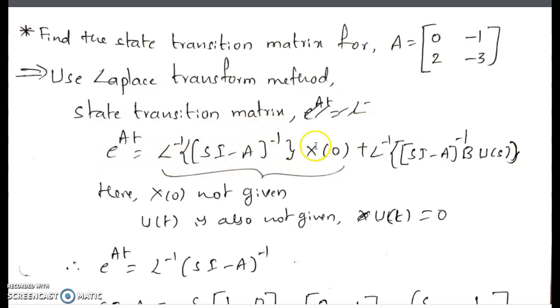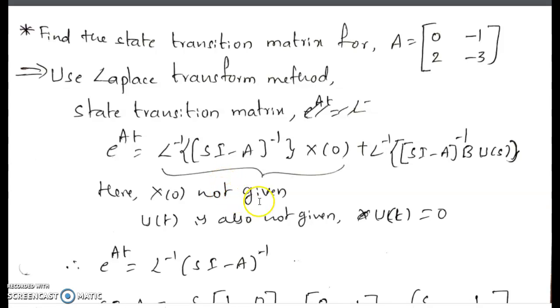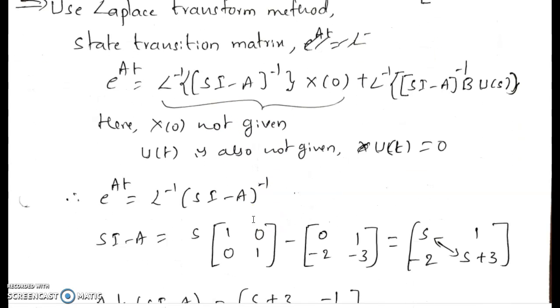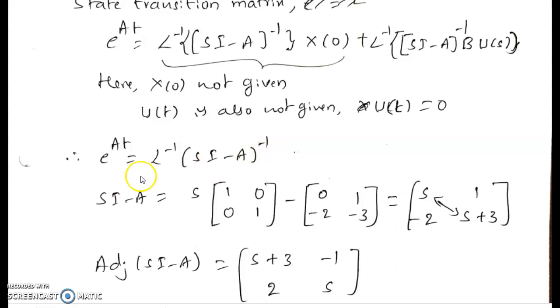In that ZIR term x of 0 is not given, so we have to do Laplace inverse of (sI minus A) inverse. So what is the first step? u of t is also not given, so don't consider the ZSR term, only the first part. So the first step is we are going to find sI minus A, then find its inverse and then the Laplace inverse.